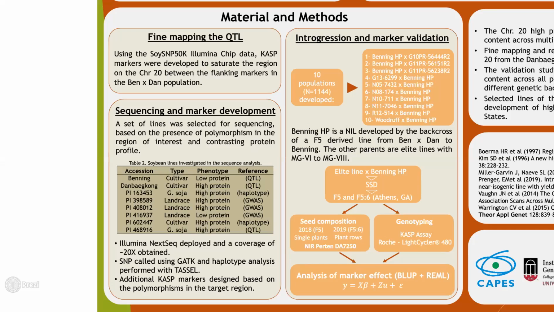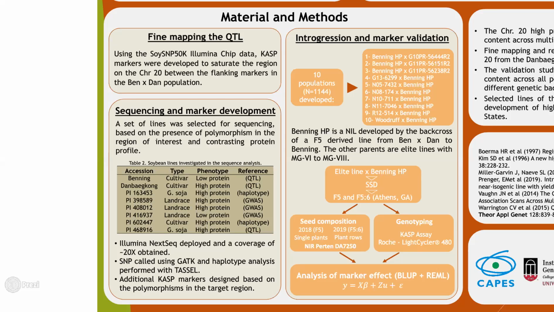After narrowing the QTL, we sequenced the parents from the original QTL study and some candidate lines identified in the previous GWAS. In the second part, we developed 10 RIL populations, each one having Benin HP as a common parent. Benin HP, or Benin high protein, is a near-isogenic line that carries the high protein QTL on chromosome 20. The other parents are elite lines from the southern germplasm.